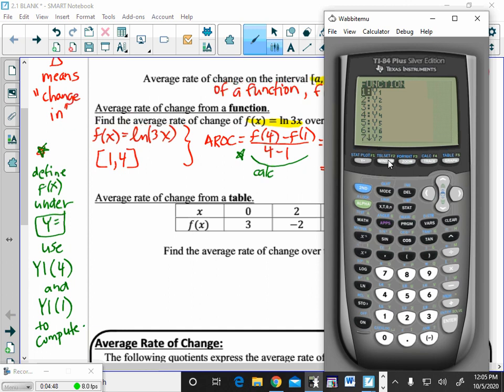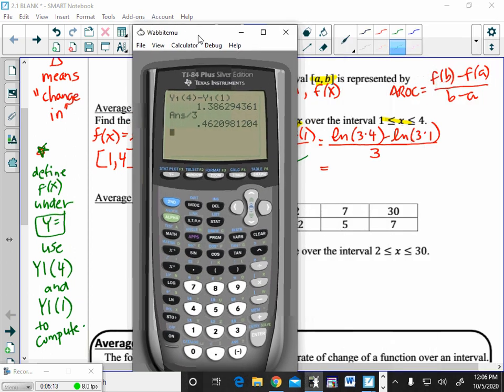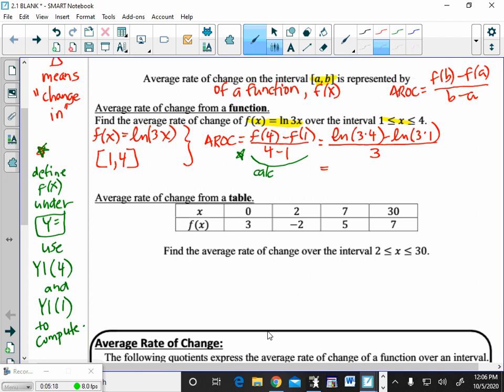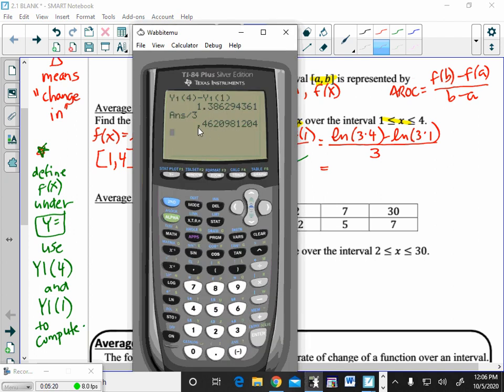If you had put it under y4, you could choose y4. And then use your parentheses and put a 4. So there's our f of 4. Let's do the same thing for f of 1. Variables, y variables, function y1 of 1. Now, instead of using a whole bunch of parentheses, I like to put this numerator in my calculator and press enter, and then divide by that denominator, 4 minus 1, which is 3. So I hope that this helps with your computations, and now you can just put our solution, which is 0.462 rounded.